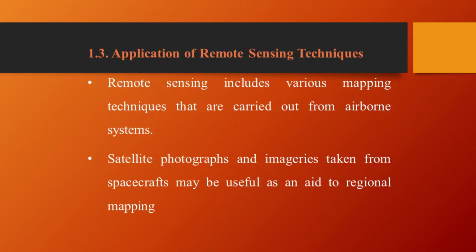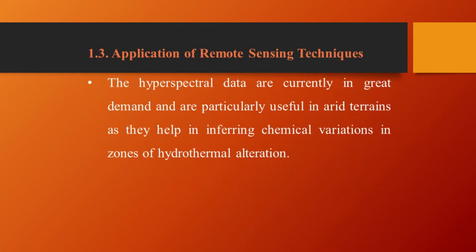Application of remote sensing techniques. Remote sensing is a technique of obtaining information about an object without having physical contact with it. Remote sensing techniques are widely used these days for lithological discrimination. Remote sensing techniques include various mapping techniques that are carried out from airborne systems. Satellite photographs and imageries taken from spacecraft may be useful as an aid to regional mapping. Hyperspectral data are currently in great demand and are particularly useful in arid terrains as they help in inferring chemical variation in zones of hydrothermal alteration.